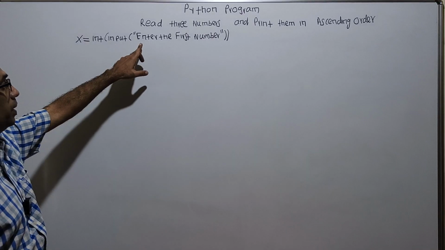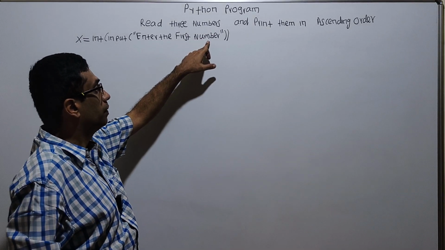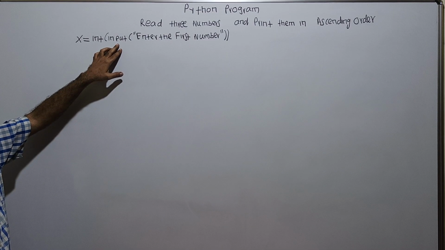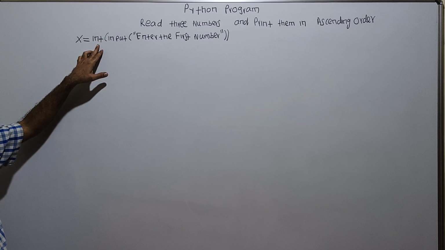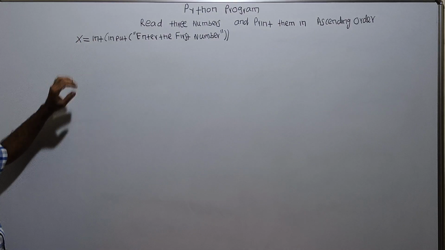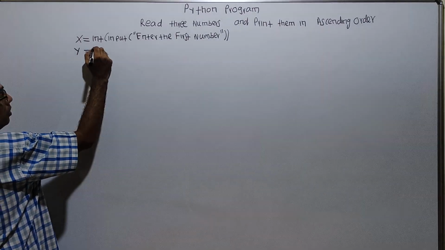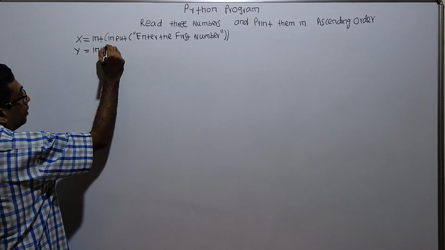The input statement displays the string "Enter the first number" in the user console. When the user enters a value, the input statement receives it as a string and the int function converts it to an integer and stores it in the variable x.